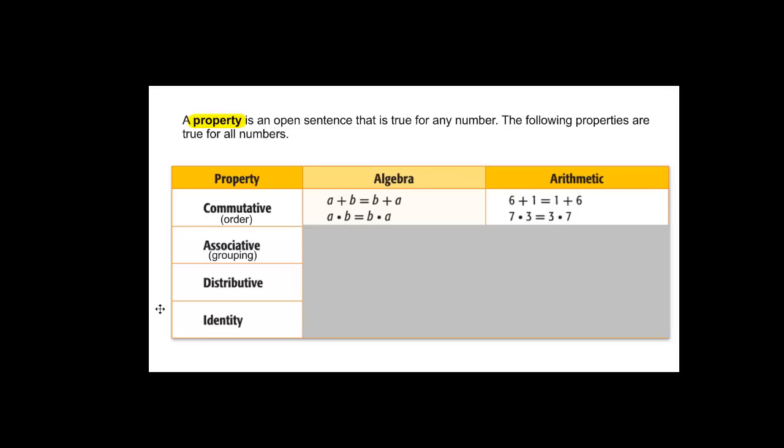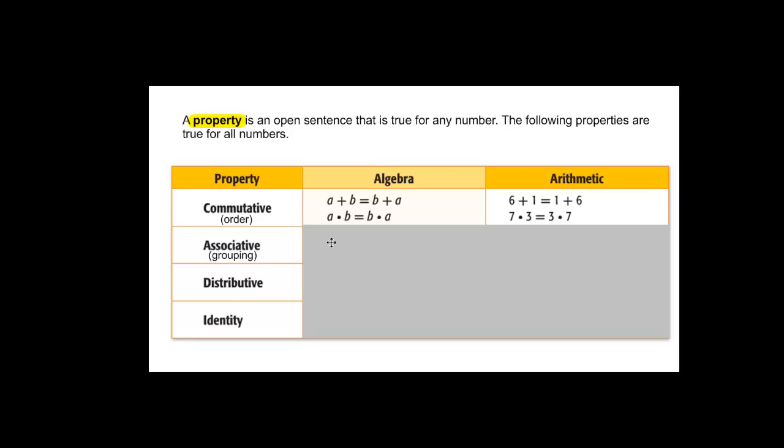Well, for addition and multiplication, it doesn't matter what order we add numbers. 6 plus 1 is still the same as 1 plus 6. 7 times 3 is the same answer as 3 times 7. When it deals with switching the order of the numbers, that's called the commutative property.